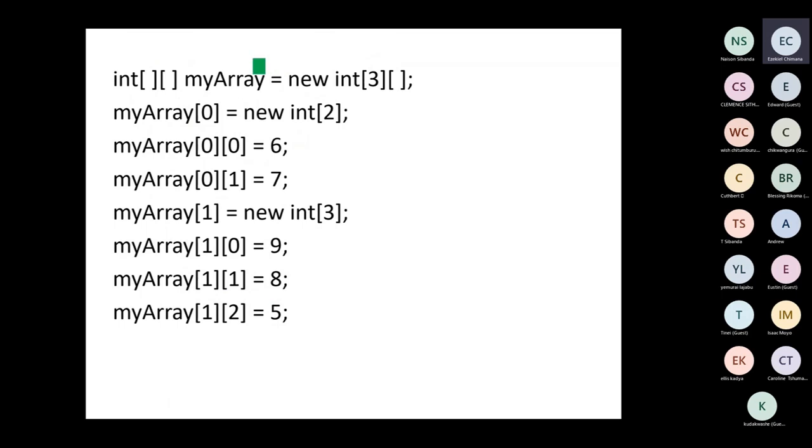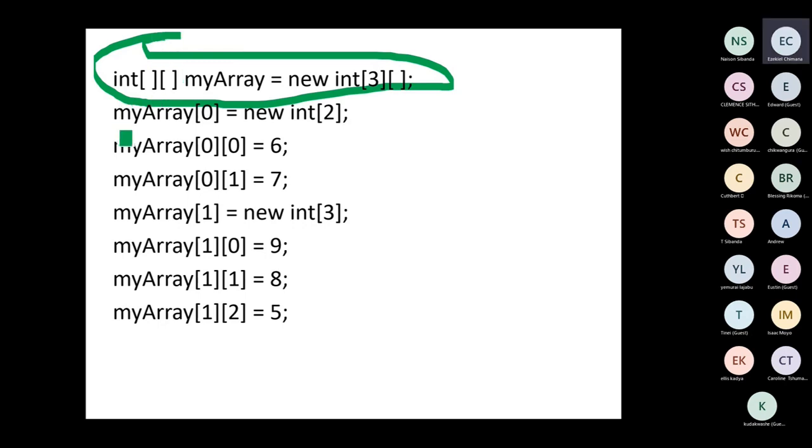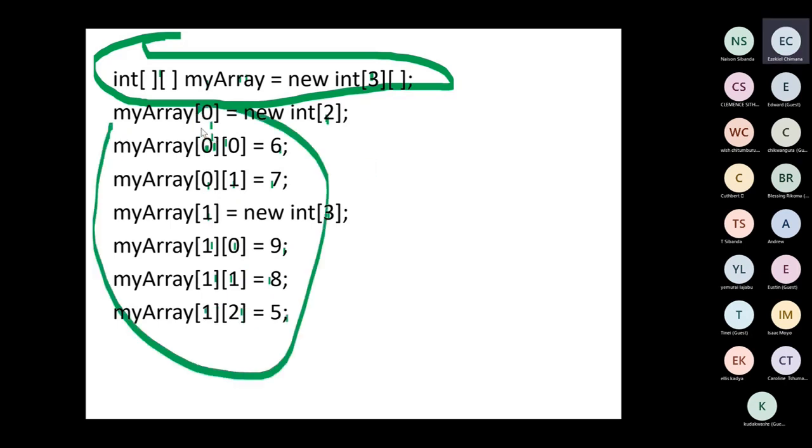This is also the way you declare a multi-dimensional array, and this is the way you initialize it. You have declared this array called myArray. It's multi-dimensional with the size of what? Of 3. Then at index 0 you can put a new object there where you have passed 2 here. Or you can put at index 0, 0 a 6, and at 0, 1 a 7. At index 1 you can also put another object there. At index 1, 0, you can put a 9. At index 1, 1, you can put an 8. At index 1, 2, you can put a 5. Something like this.